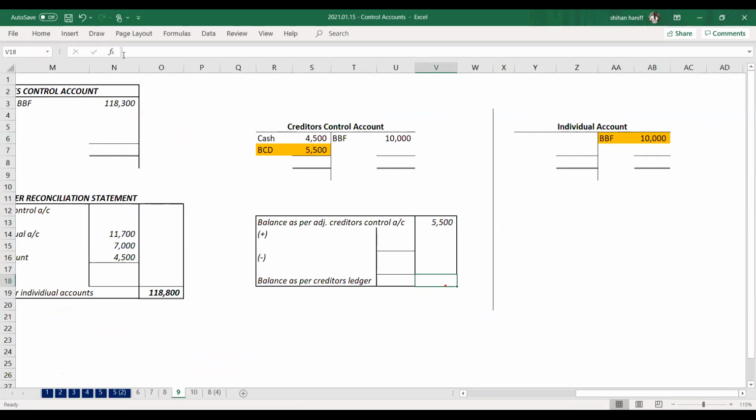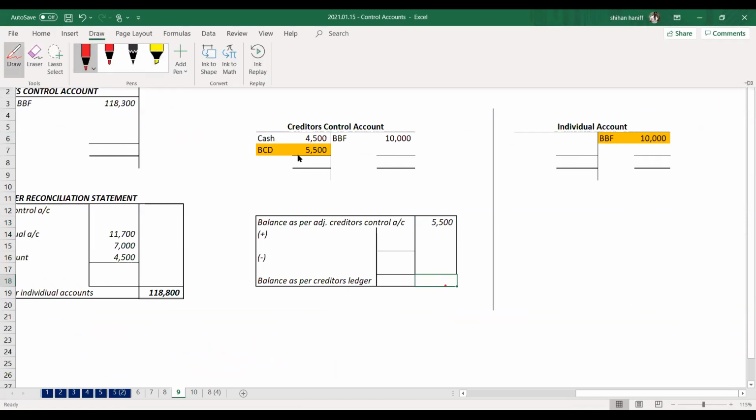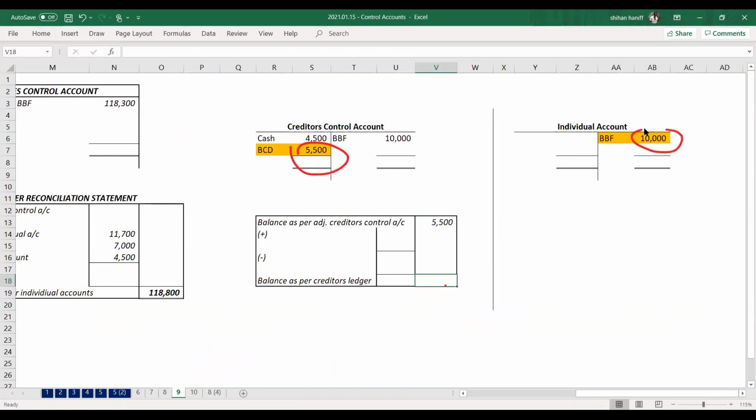How do you get 10,000? The individual balance is more. So therefore you add 4,500. That's why we add. Is it clear now?